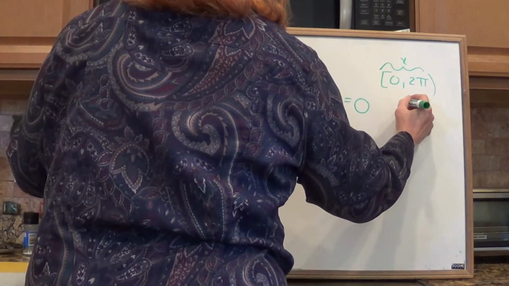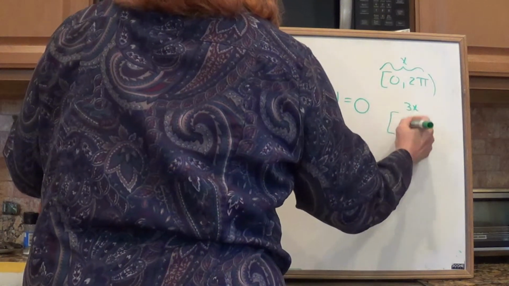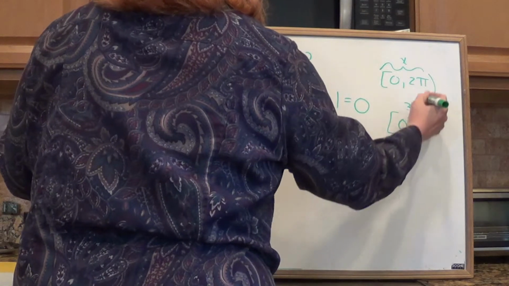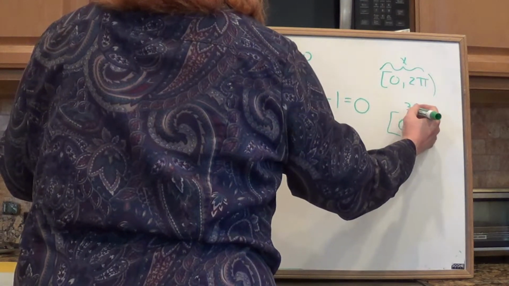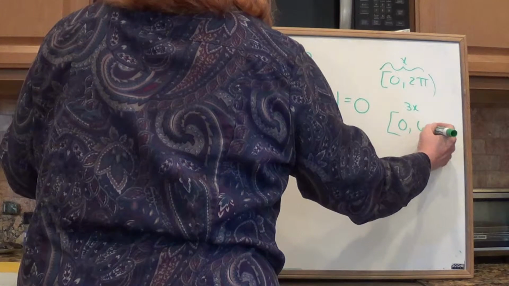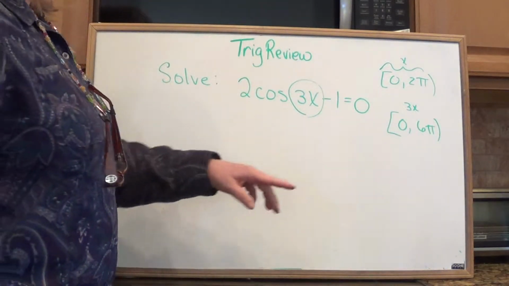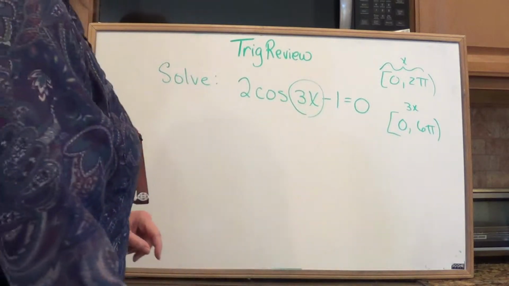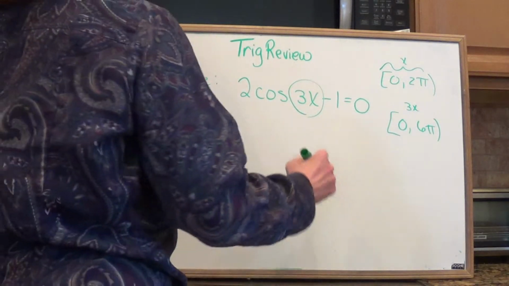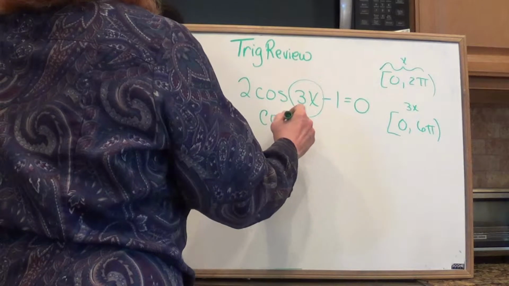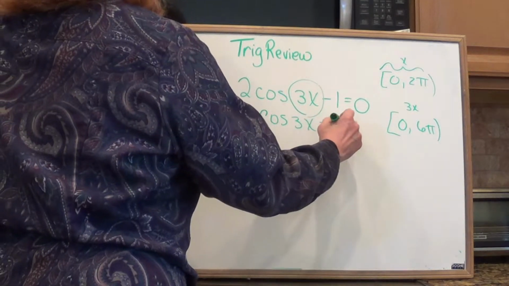So we're going to have to triple everything. So 0 times 3 is 0. 2 pi times 3 is 6 pi. So we're going to go around and around and around the circle 3 times to find all the answers for this one. So always check the range before you get started.